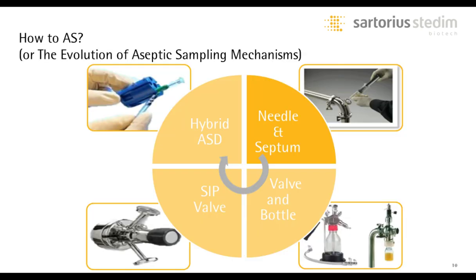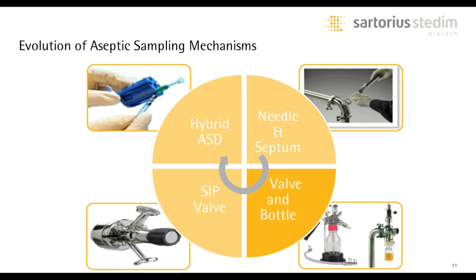The mechanisms used to aseptically extract samples have been evolving over time. The earliest of these can be seen in the upper right and is quite simply a needle and septum. This method requires a side stream from the process, which can represent a considerable loss, not only in product, but in time, as only a single sample can be taken and the side stream pipe needs to be purged, cleaned, and SIP'd before the next sampling event can occur.